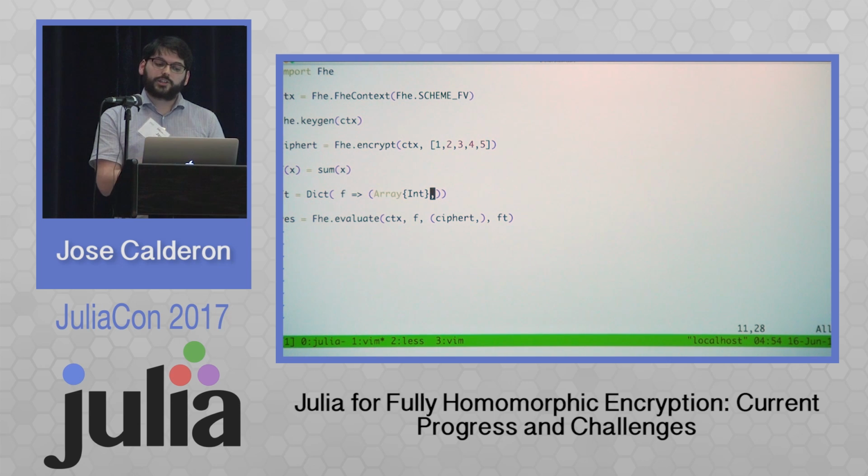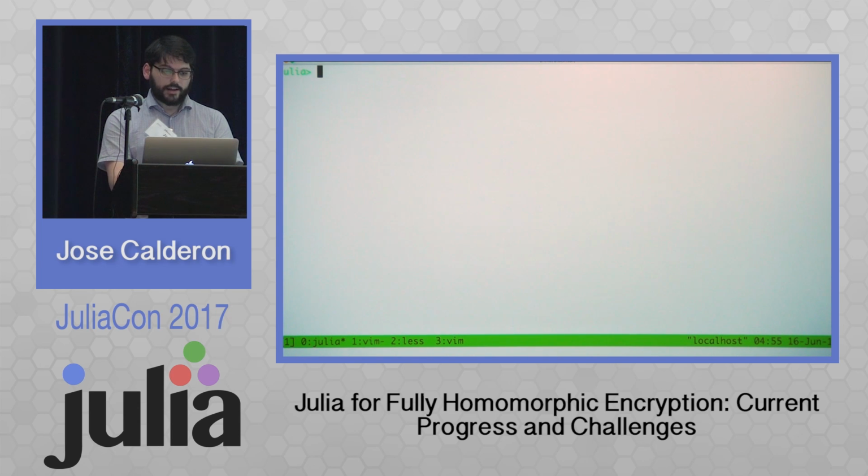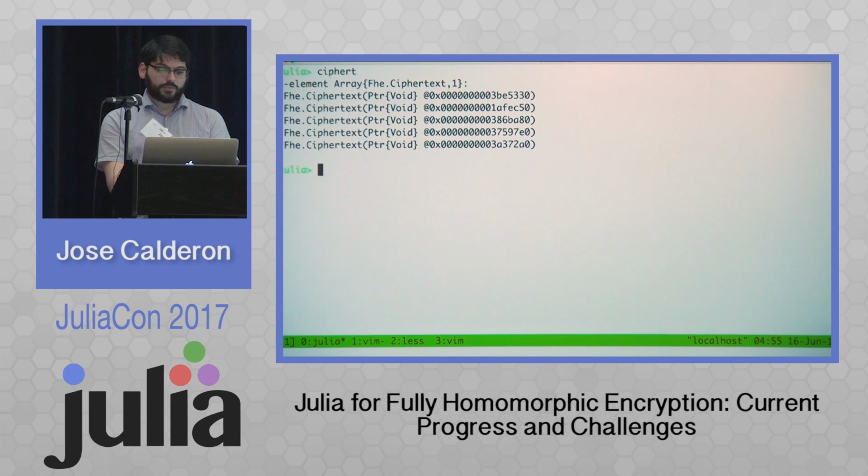And then we need a dictionary that points to the types for these things. So here it's saying the function f expects this argument type. And then we tell FHE to evaluate f, which is just a standard Julia function, right? There's no magic there. Using this context, using the encrypted values, the ciphertext, and then use this dictionary to find out the types of things. So in this REPL, all I've done is load that file. So I have those things available to me.